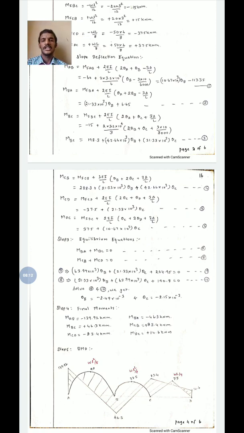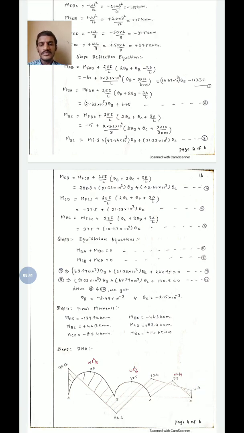Step 3, equilibrium equation. As already told, equilibrium equations occur at continuous and hinged or roller ends. In this problem, B and C are continuous ends, A and D are fixed ends. Therefore, in A and D there will be no equilibrium equation. Only in B and C will equilibrium equations occur. Therefore, finally we will get two equilibrium equations for this problem.